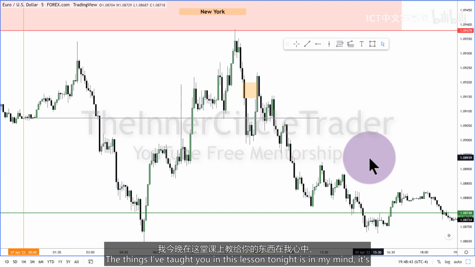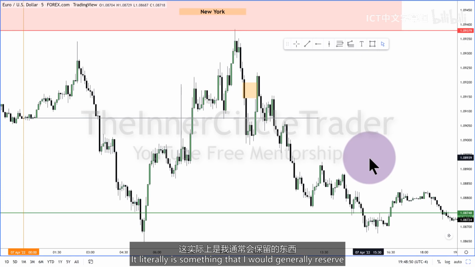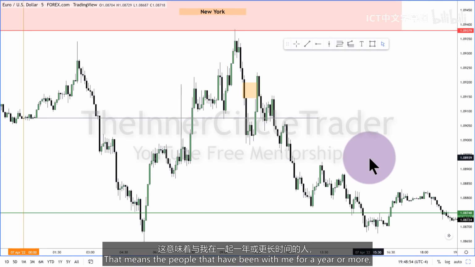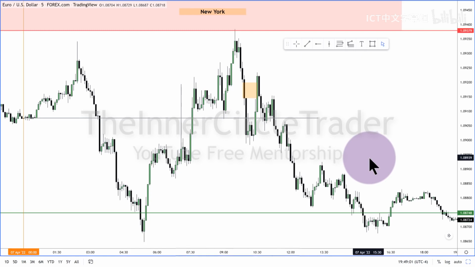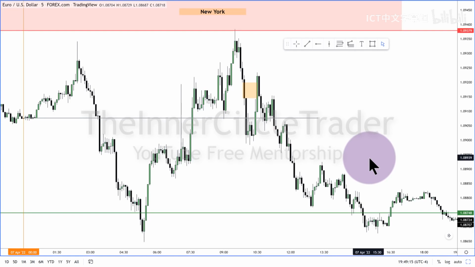The things I've taught you in this lesson tonight is, in my mind, charter level teaching. It literally is something that I would generally reserve for charter members only. That means the people that have been with me for a year or more, and they're under my tutelage in my private community. So this is a lesson that literally would come from that type of student level. But I'm applying it to what you're learning with this model.